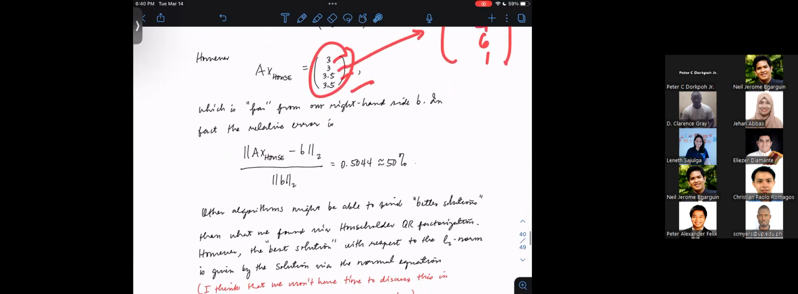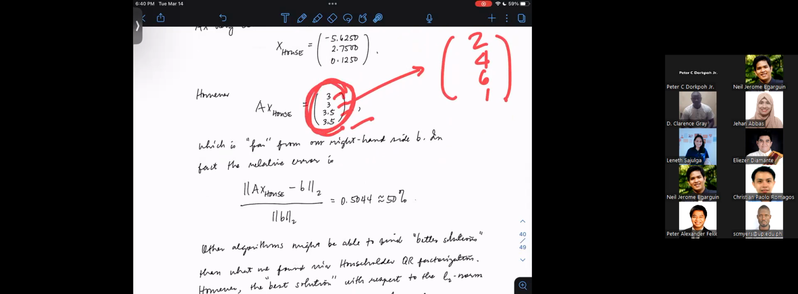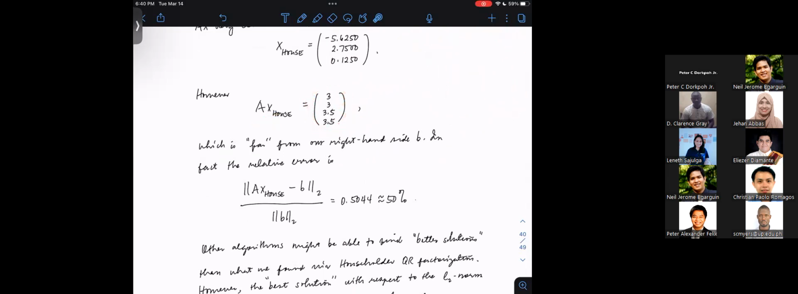Well, how good is that? All right. So we get the size of the discrepancy between AX and the target, right? So this is what we got. Our target is 2, 4, 6, 1. Get their difference, get the size of that difference, divide it by the size of our target, you get the percent error. And the percent error is more than 50%. So this is the best solution we can get from the QR factorization, because Householder's method is one of the best QR factorizers out there with respect to the L2 norm. But it can only give us accuracy of up to 50%.